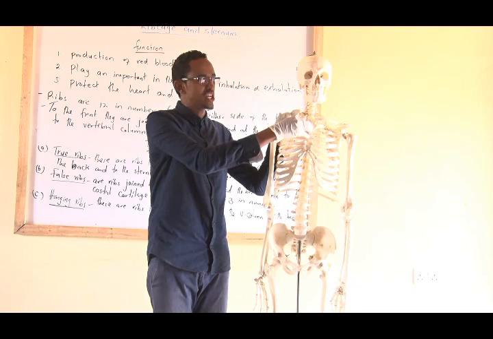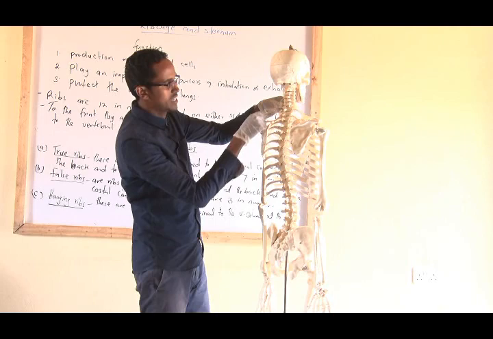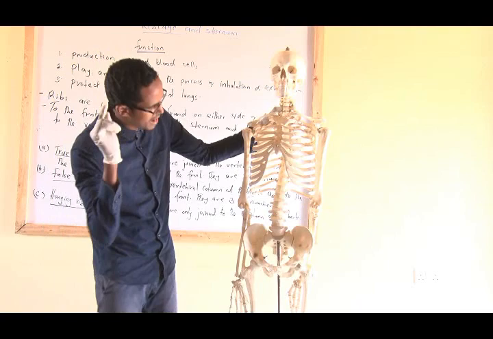And at the back, they are attached, of course, to the bones of the vertebral column. You can see, yes, all of them are attached to the bones of the vertebral column. Therefore, what about the false ribs? The false ribs are three in number.